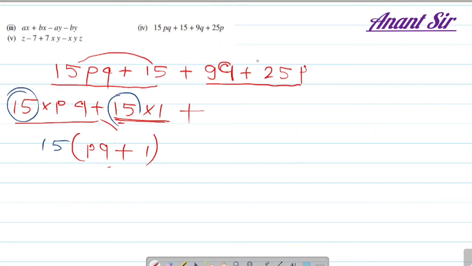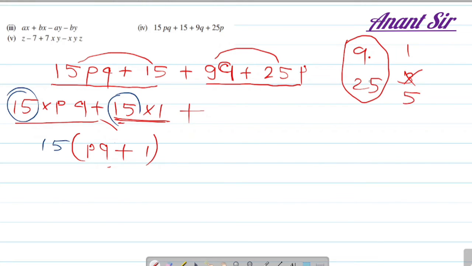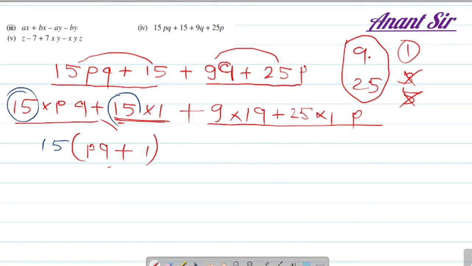Now, in the third and fourth term, you cannot have anything common. 9 and 25, they are divisible by only 1. They are not divisible, both of them are not divisible by any same number. See, 3 can divide 9 but cannot divide 25. 5 can divide 25 but not 3. So 1 is the only number which can divide both. So I can write this as 9 times of 1 with q and 25 as also 25 times of 1 with p. Then what is it that I can take common from the last two terms?